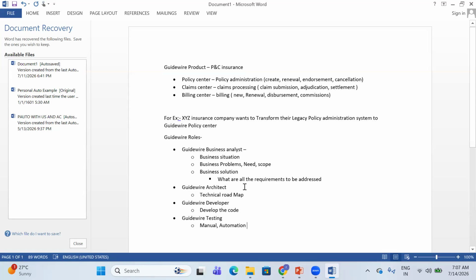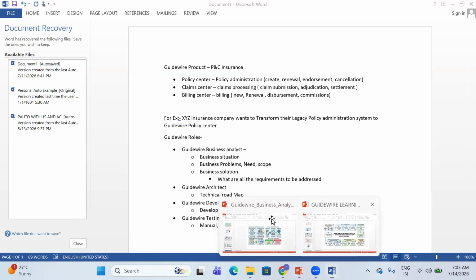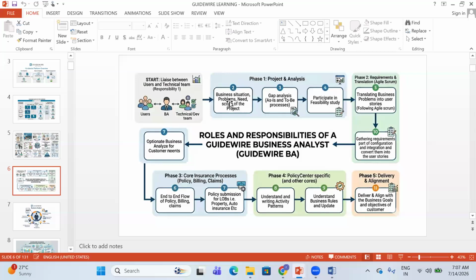So that's what people generally do. People have different requirements, and by taking these requirements into account, this is what we generally do. Understand? Clear? So if we are a BA, this is what we do as a Guidewire business analyst.